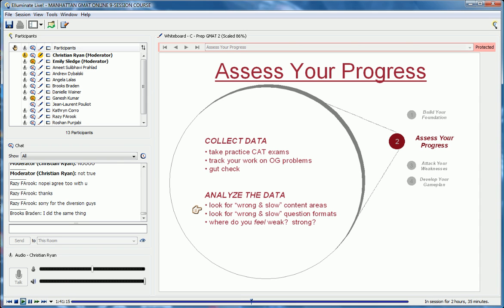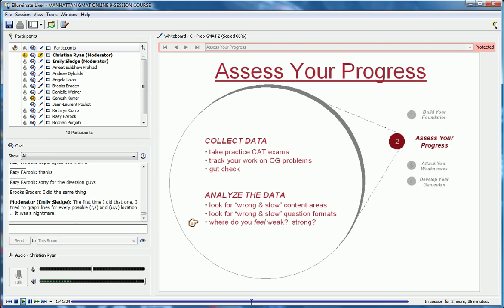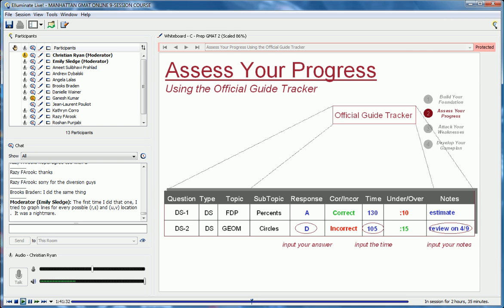So, of course, as you look at any data, look where you're wrong and slow in both content areas and question formats, but also just ask yourself where you feel weak, where you feel strong. Using the OG tracker, if you've been plugging in your answers: for those of you who haven't been using it, it is a pretty simple spreadsheet. It doesn't contain weird, complex formulas or anything, but you just plug in what your answer was on any OG problem, what your time was in seconds, and any notes that you have.